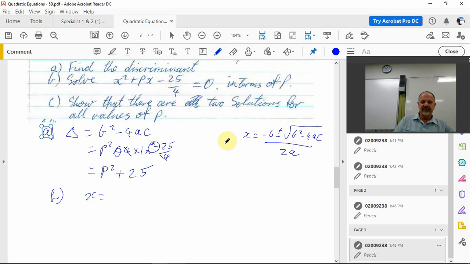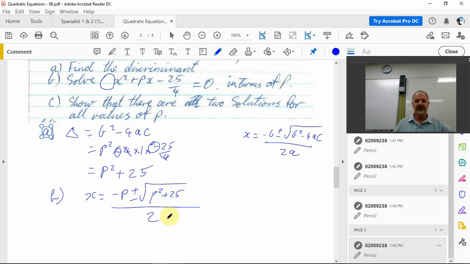Negative b is p, remember, so negative p plus or minus the square root of the b squared minus 4ac bit, well that's what we worked out here, and so that's p squared plus 25, all over 2a, and a is 1, so that's all over 2. So there's our answer. No more to do. So it says solve that in terms of p.